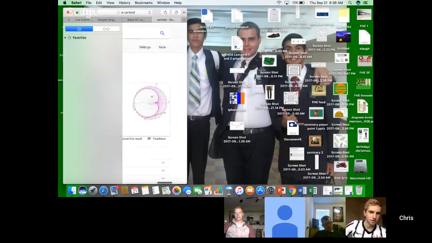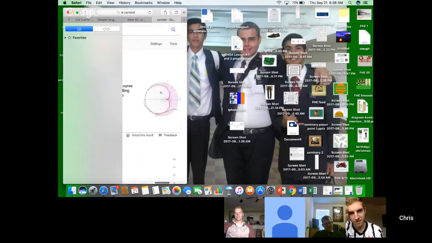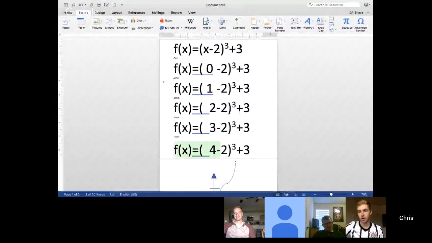Yeah, so that's what a cardioid looks like. Holy crap! Are we gonna learn about that? Yeah, you're gonna have to learn how to draw these. But it looks mildly inappropriate to draw to me.